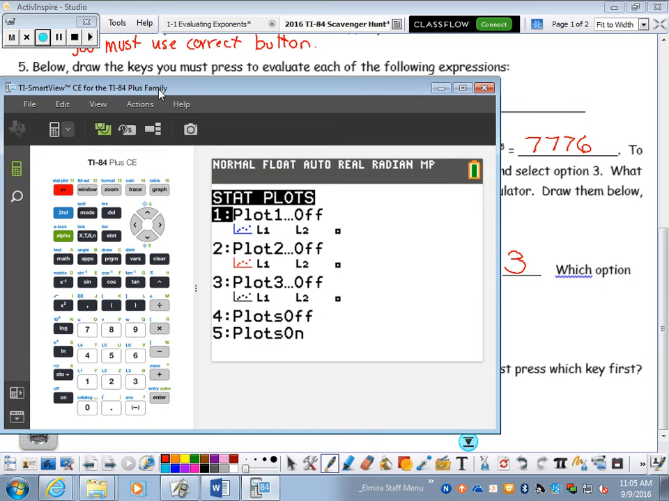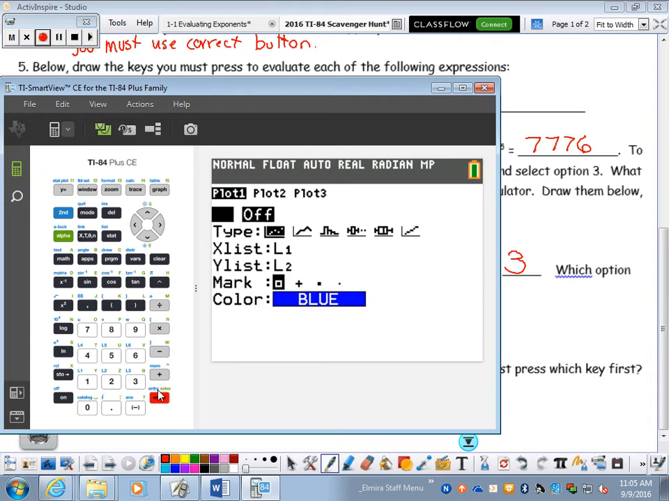Which option turns the plots off? Well, they're all off right now. If you want to turn the stat plots on, you hit enter, and then right now off is lit up, but the word on is blinking. If you hit enter, now on is lit up and blinking, and off is nothing. Okay? And you can see different kinds of graphs that you can make your data into, and we will be working with those later this year. I'll also explain to you X list and Y list and the marks and color. Color's not so important at all. Okay, so you can turn them on and off that way.